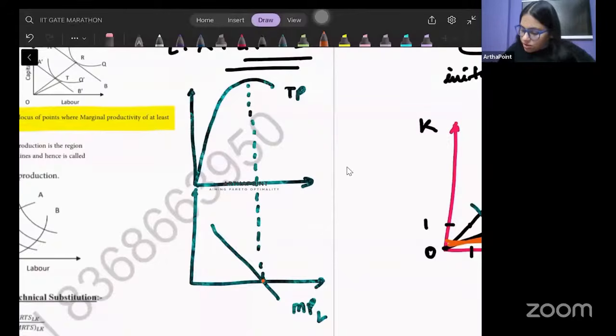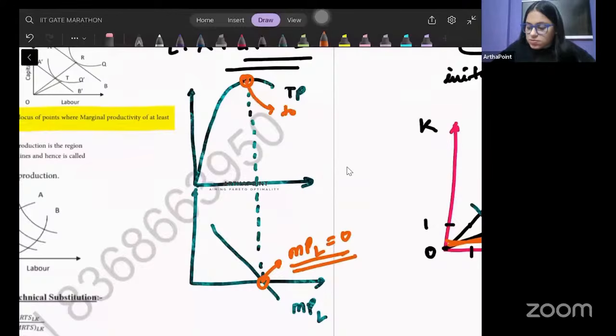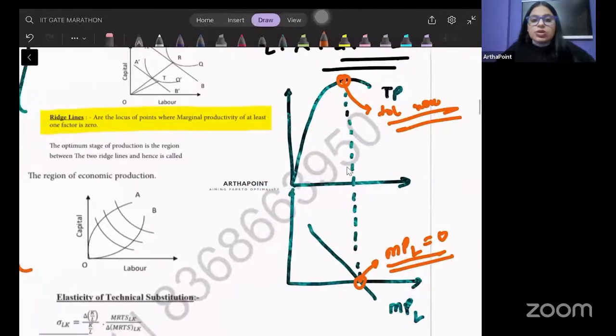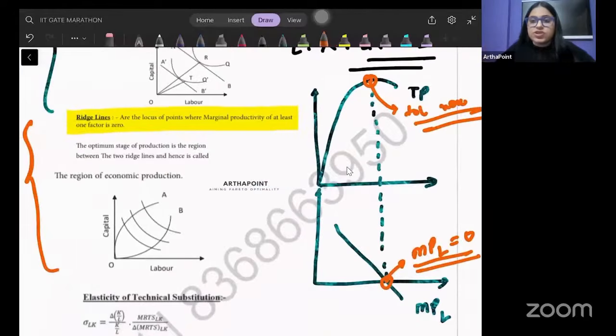This is the point where marginal product of labor was becoming 0. And this is the point where my total product was becoming maximum. Of course, this was just in one input, ये सिर्फ एक input पे था, labor के input पे. Holding capital constant. ऐसे I can draw it for capital also. Those lines which represent that where the marginal product of at least one factor is becoming 0.